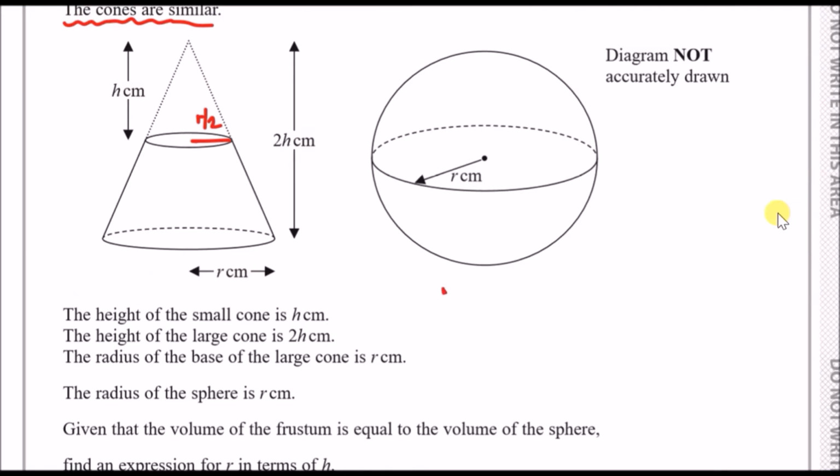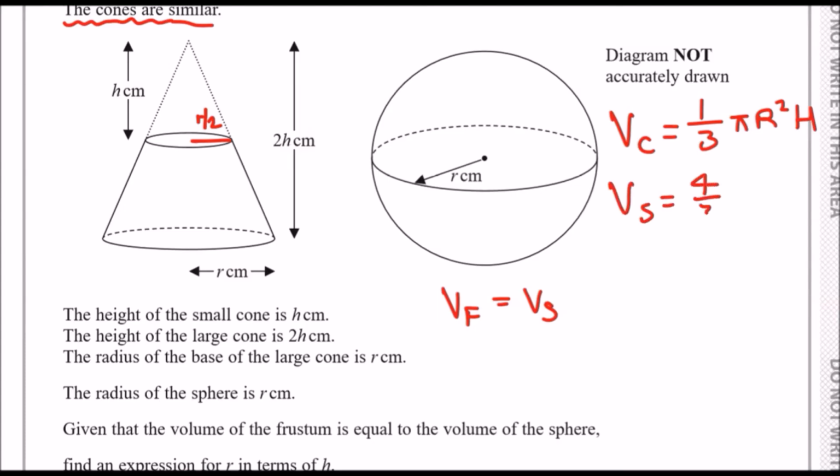They tell us that the volume of the frustum is actually equal to the volume of the sphere over here. So to work out the volume of a frustum is literally the difference between the volume of a big cone and the volume of a small cone. And the formula looks like this. So volume for a cone is just basically 1/3 of pi r squared times the height. I'm going to use capital letters so we don't mix up the radiuses and the heights. And as for the volume for a sphere, it's just literally 4/3 pi r cubed.